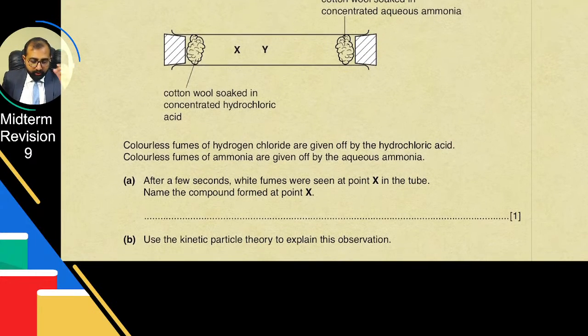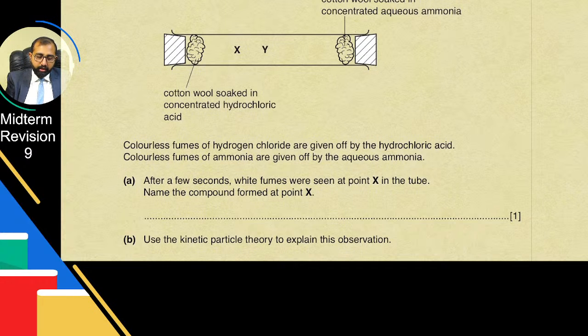Okay. A student sets up the apparatus shown below. Okay. Colorless fumes. We have seen this question multiple times. और ये बड़ा एक कॉमन क्वेश्चन बन गया है when it comes to the diffusion chapter. So let's see. Colorless fumes of hydrogen chloride are given off by HCl.